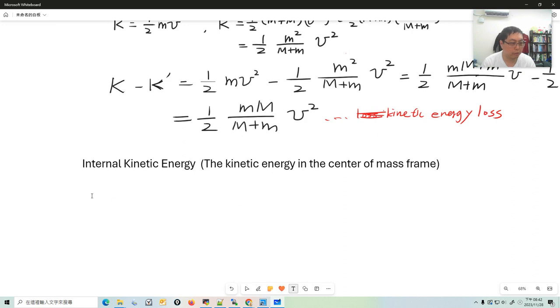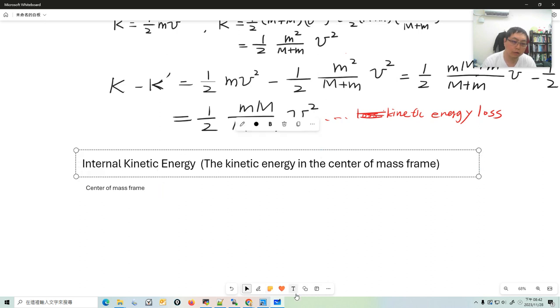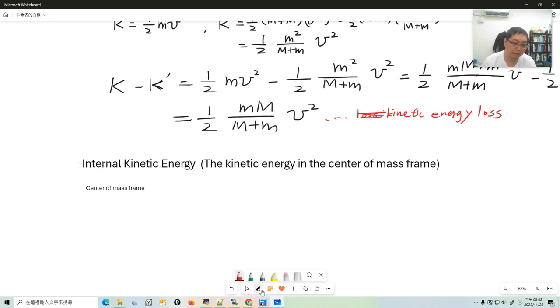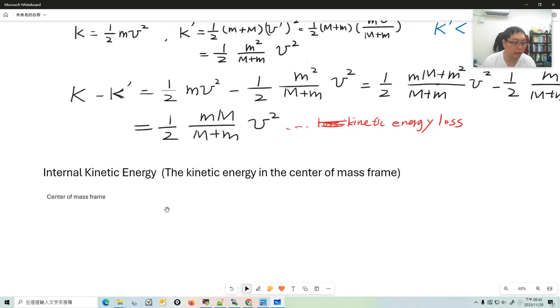And what is the center of mass frame? Let's do a little explanation. The center of mass frame is not equal to the center of mass. It is related to the center of mass, but not exactly the same. The center of mass frame is an observer moving along with the center of mass.